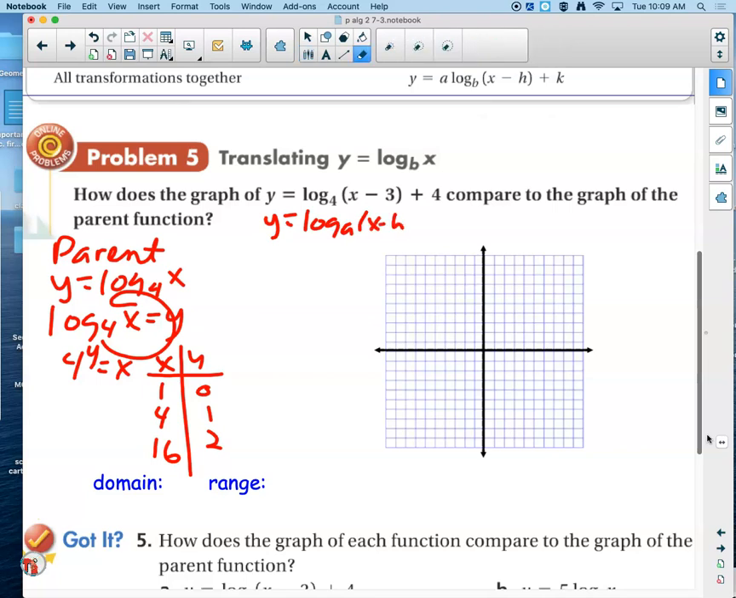Oh, they used a b for base. Going to need to be moved. So can you tell me, where will this go?